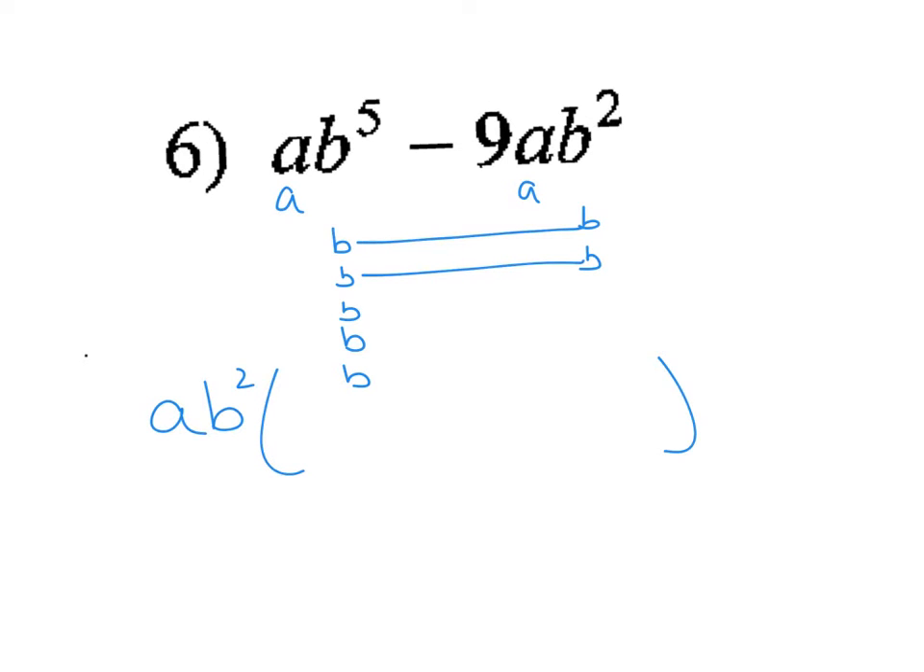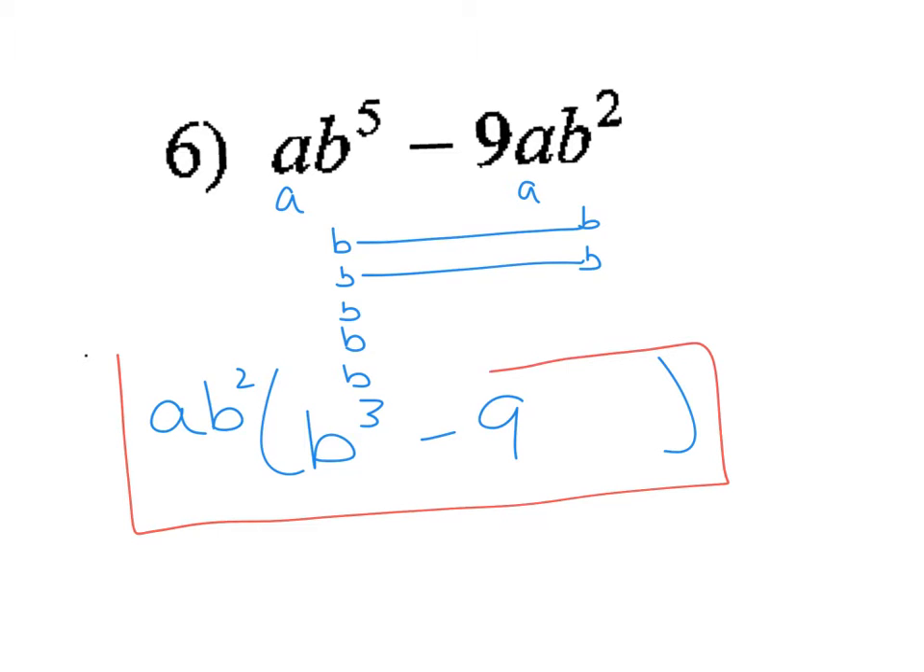what will be left over? If I look at this first guy here, I take the a out, so there's no a left here. I'm taking out 2 of the b's, but there were 5, so I'm actually going to have 3 b's left, minus 9. Again, the a gets brought out, and in this case, the b squared also gets brought out. So there's really your answer right there. It's going to be ab squared, and then you've got b to the third minus 9 on the inside.